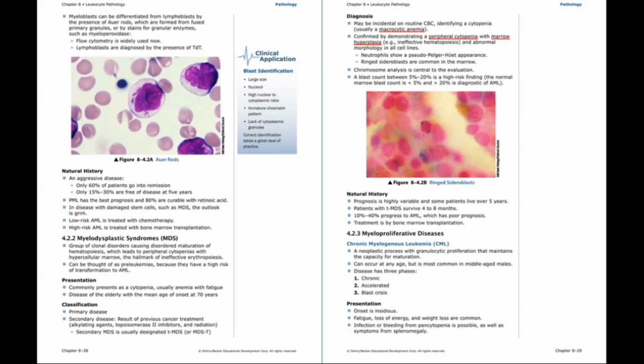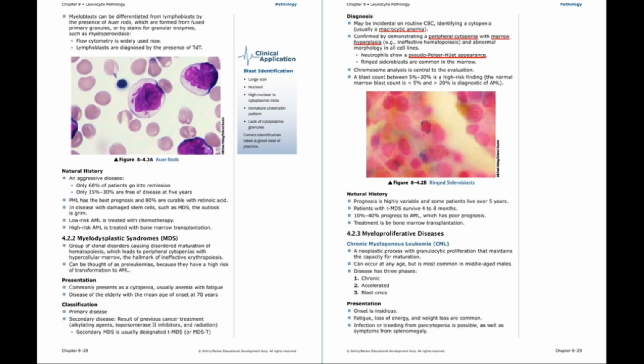Neutrophils can show a pseudo-Pelger-Huët appearance, and ring sideroblasts are common in the marrow. Chromosome analysis is fundamental in the diagnosis and evaluation of MDSs, and the presence of a rising blast count, defined as more than 5%, represents a high-risk finding. Figure 8-4.2b shows one of the characteristic findings in myelodysplastic syndrome, the so-called ring sideroblasts, in which there's an accumulation of iron in mitochondria, which assume a location around the nucleus.